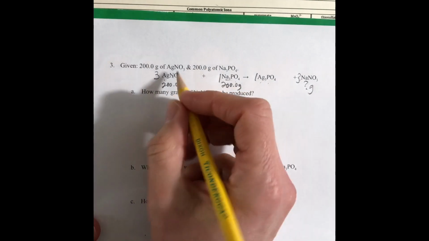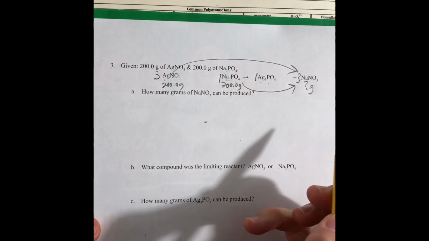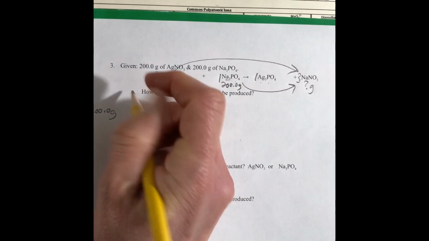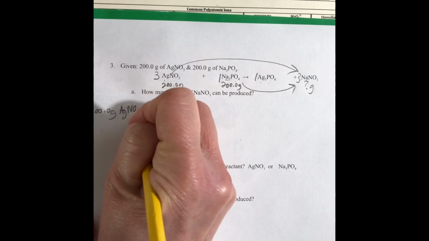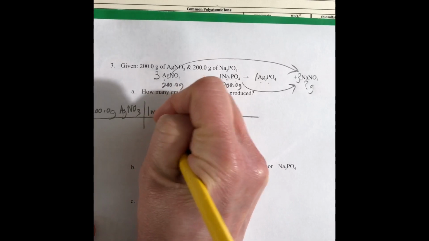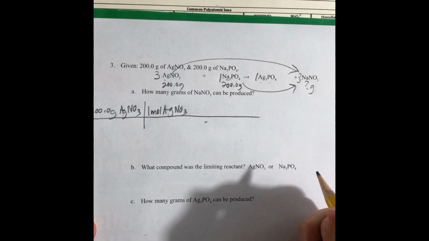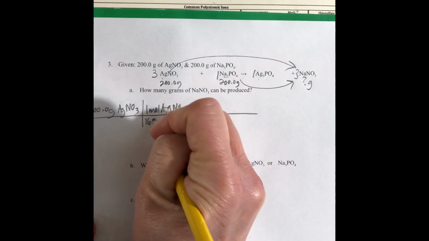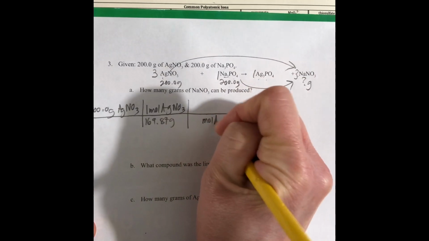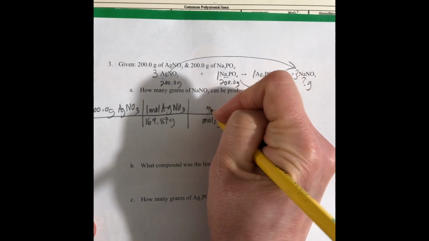I'm going to do stoichiometry from the first one to that one, and then stoichiometry from the second one to that one. So we'll start with 200 grams of AgNO3. These are bigger compounds. I'm going to change it to moles. So 1 mole of AgNO3 has a certain molar mass. How about 169.87 grams? And then I'm going to change those moles of AgNO3 into moles of NaNO3.